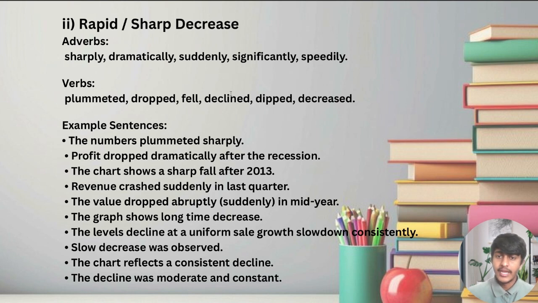Now we talk about adverbs: sharply, dramatically, suddenly, significantly and speedily. These adverbs indicate speed and intensity. They should be used only when the decrease is large and quick. The verbs are plummeted, dropped, fell, declined and decreased. These verbs describe a strong downward movement, and plummeted and crashed are very strong and should be used carefully.